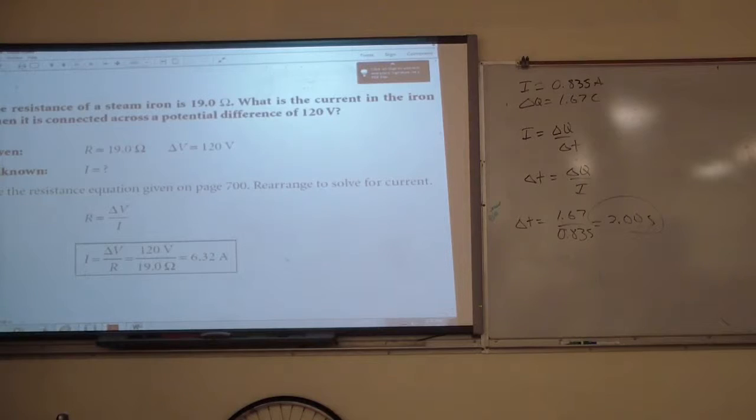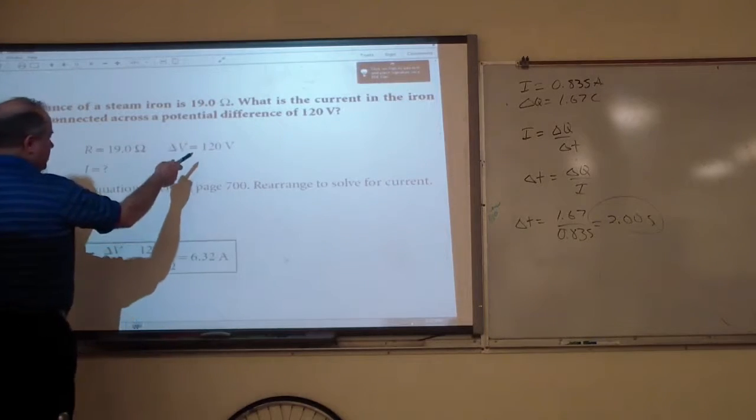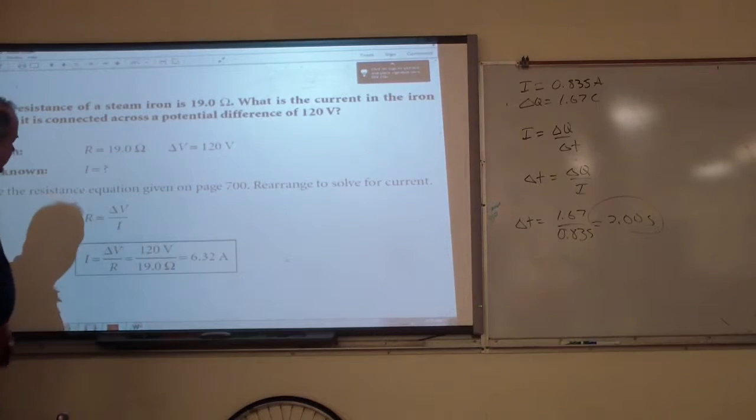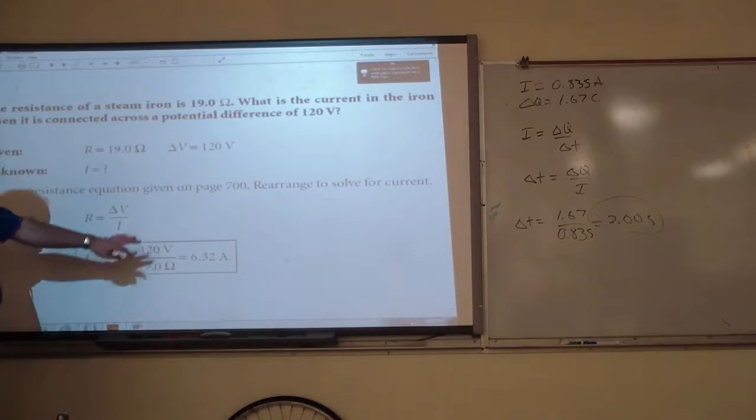The resistance of a steam iron is 19 ohms. What is the current in the iron when it is connected across a potential difference or voltage of 120 volts? Your R is obviously 19 ohms. Your delta V or V is 120 volts. That's for your current, a very simple problem to do, right? Plug it all in, you get 6.32 amps.